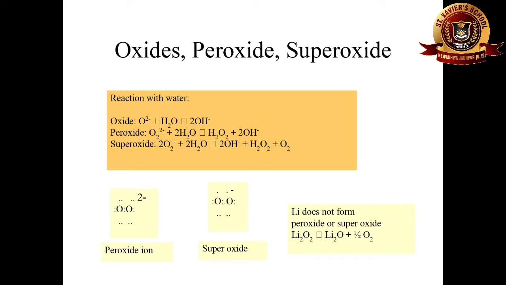Now what are oxides, peroxides and superoxides? Oxide means an oxygen atom with 2 negative charge. Peroxide means an oxygen molecule with 2 negative charge. And superoxide is an oxygen molecule with 1 negative charge. There are many compounds of group 1 and 2 elements which produce peroxides and superoxides, but few of them only produce oxides. It depends upon the oxidation state of the elements.